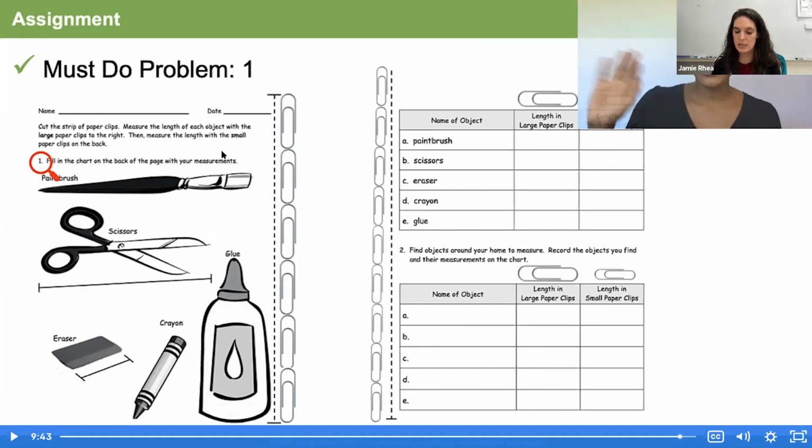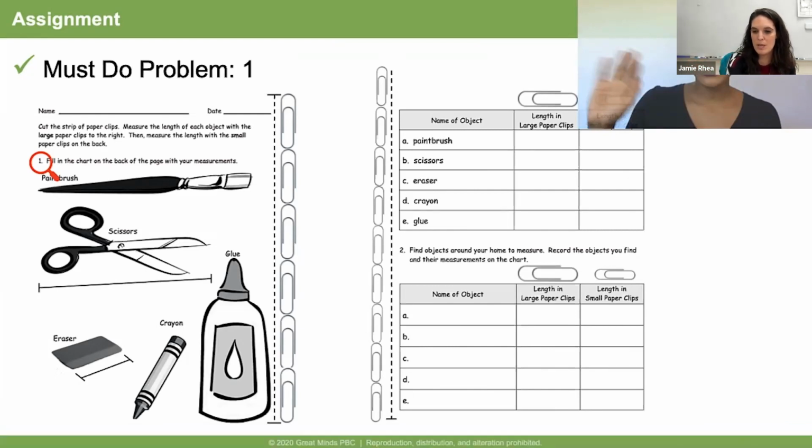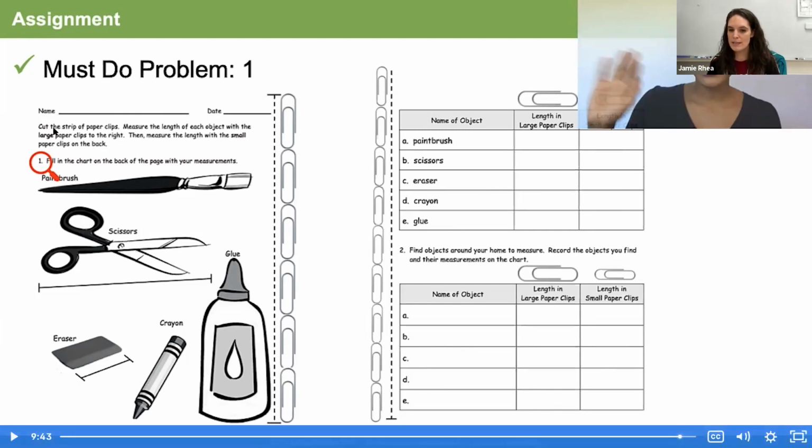So you're going to take your large one and line your endpoints up and measure to see how many paper clips, not how many lines, how many paper clips one paintbrush is. So if you want to cut out your 6 and color them all the same color, that's 1 paper clip, okay? Then you'll write down how many large paper clips it took for the paintbrush, and then you'll do the same thing for the small. You're going to do this for all these objects on this page, okay?